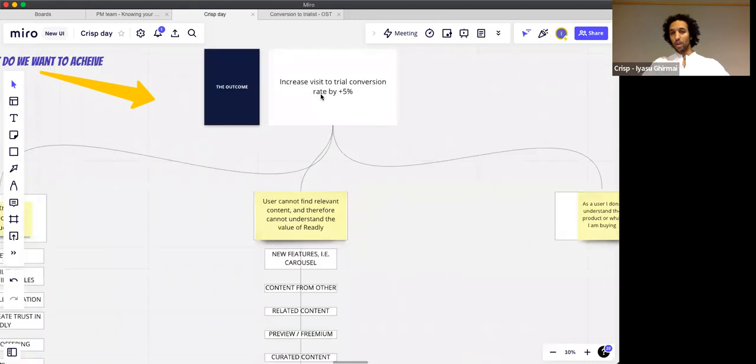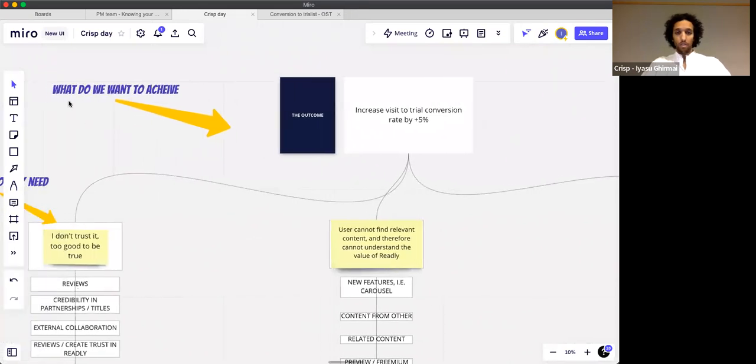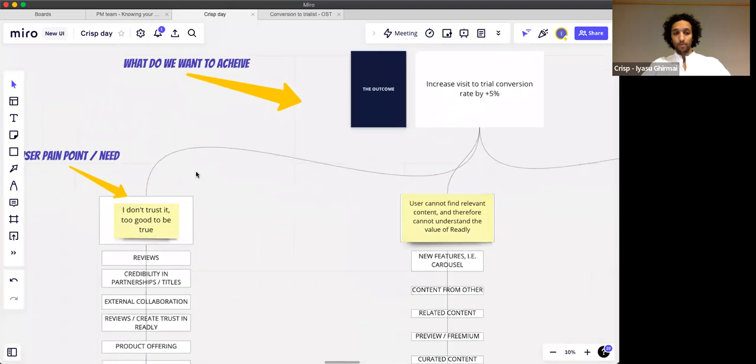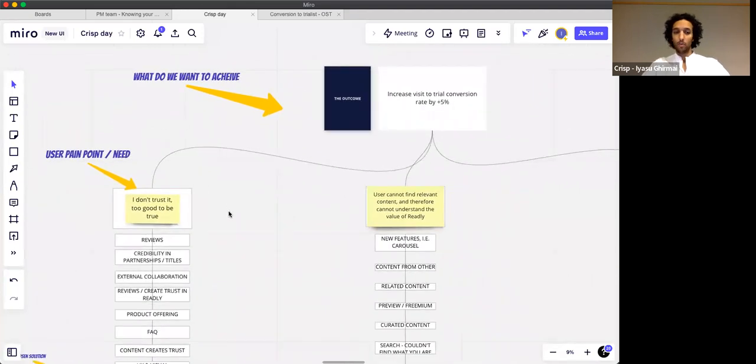So, for us, for example, our target was increase visit to trial conversion rate by 5%. This is a pretty common goal for any type of company or any type of startup, whatever it might be. So this is what we wanted to achieve. And we looked at the different user pain points and needs. One of them, actually super interesting, was, I don't trust it, too good to be true.